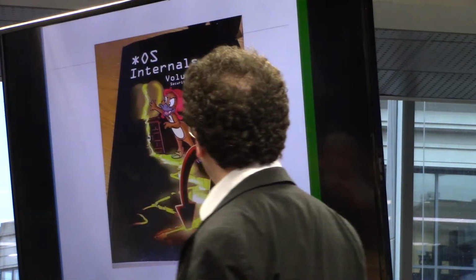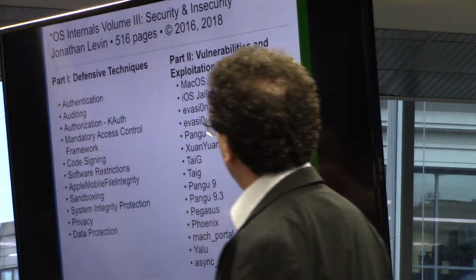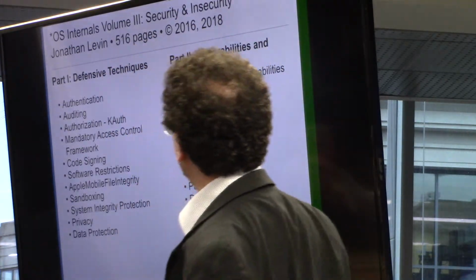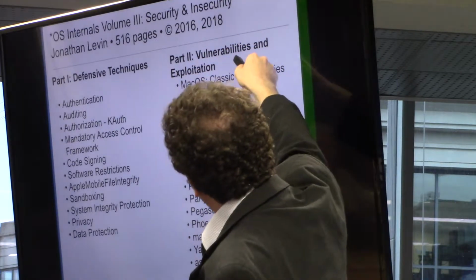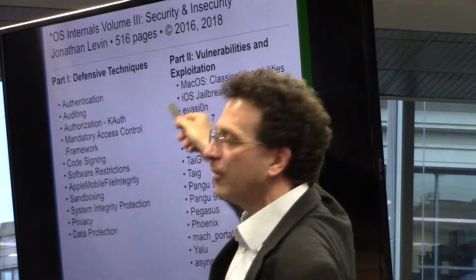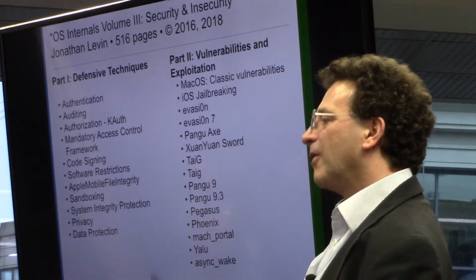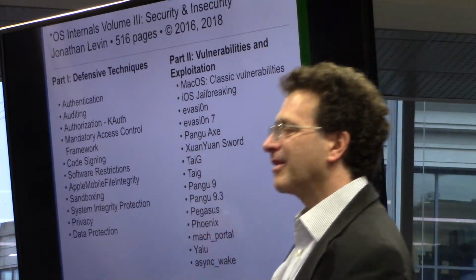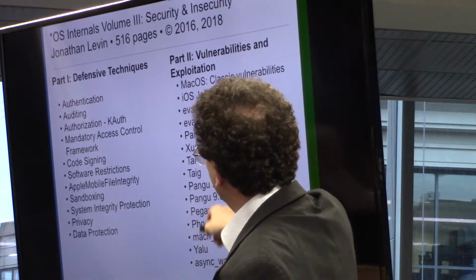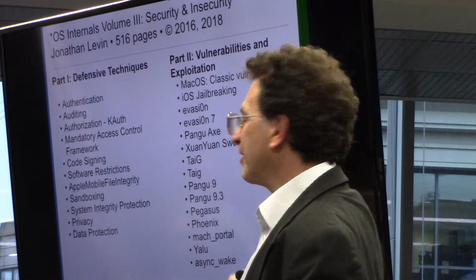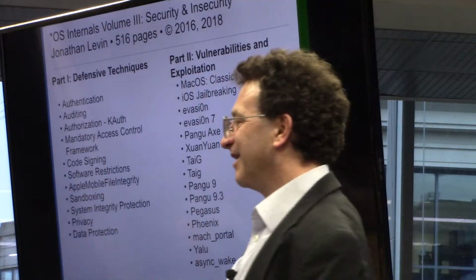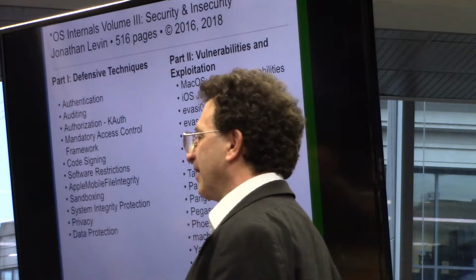And he has a volume 3, which is security, where he talks about the whole defensive techniques and vulnerabilities and exploitation. And in this section, part 2, it's for Star OS, which means it's for Mac OS, tvOS, iOS. So he actually goes through practically every significant hack on the iPhone, and explains how that hack worked, at the assembly language level.